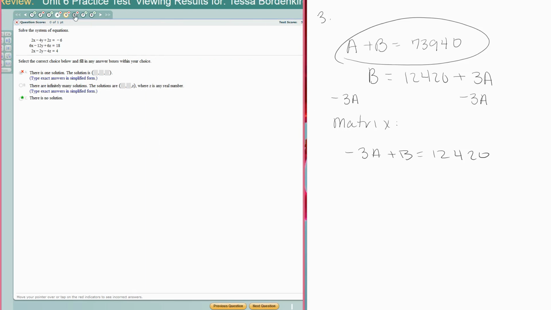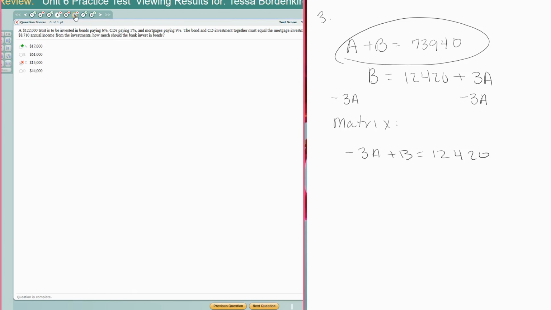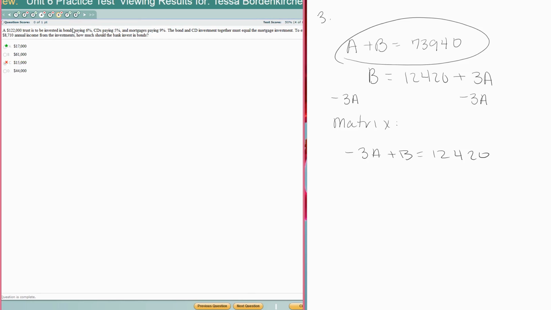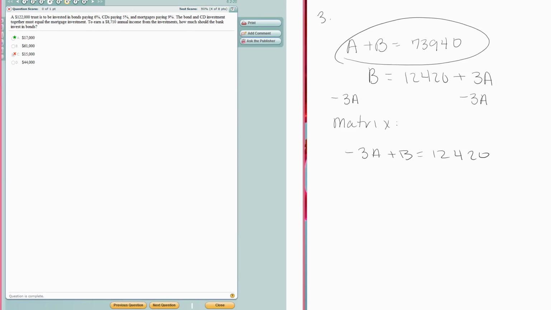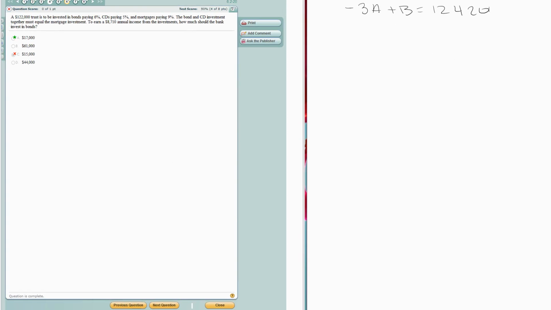Okay, so one more here, number 6. Let me see if I can make this a little smaller. There we go. I can move this down. So it says a 122,000 trust is to be invested in bonds paying 6%, CDs paying 5%, and mortgages paying 9%. The bond and CD investment together must equal the mortgage investment. To earn 8,710 annual income from the investments, how much should the bank invest in bonds?